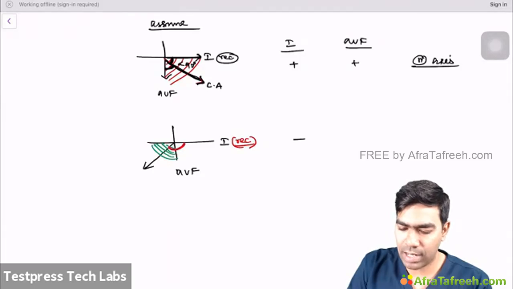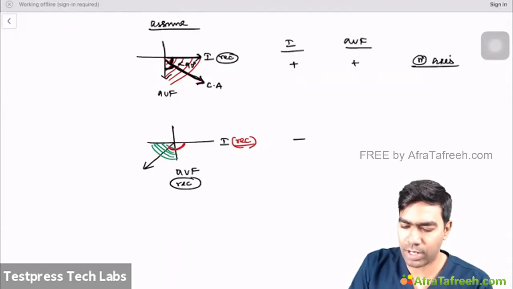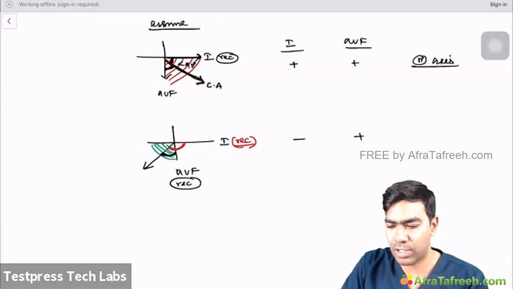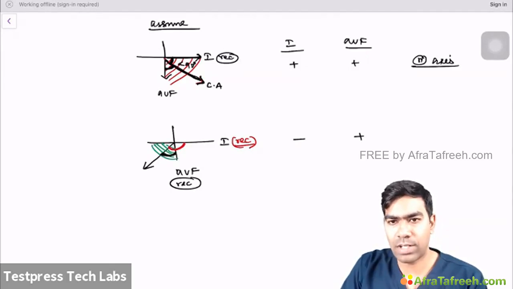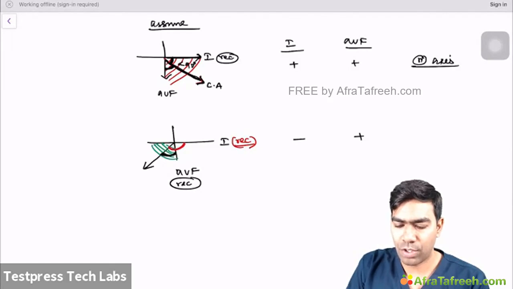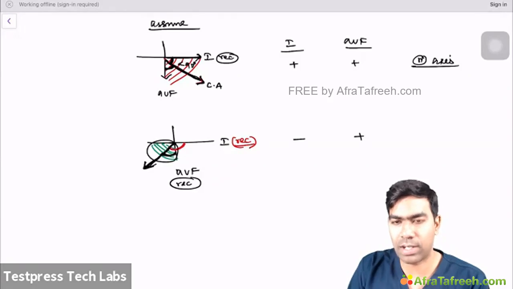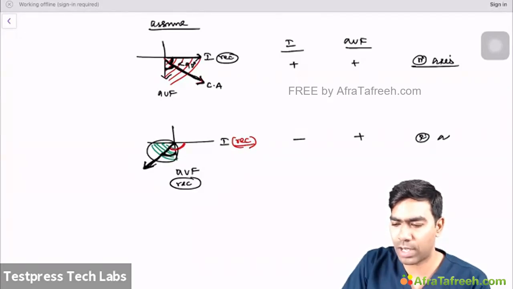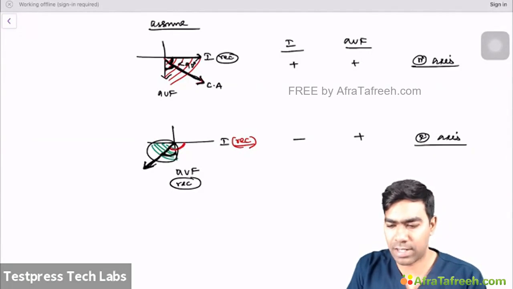And you can see, if you take this as a recording electrode, the angle between AVF and the cardiac axis must be less than 90 degrees, and this should be positive. So whenever 1 is negative, AVF is positive, you can assume that the cardiac axis is in this particular quadrant, and this quadrant typically belongs to right axis, and I'm going to write this patient is having a right axis deviation.